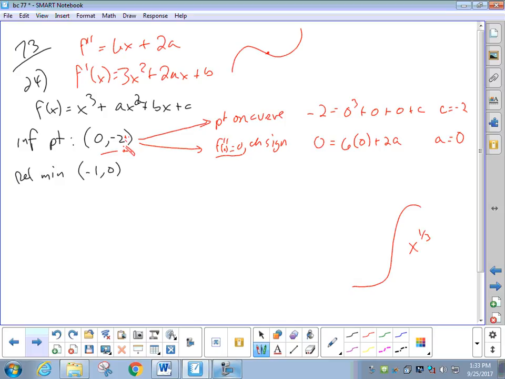And it changes sign for an inflection point. So I don't want you to fall into the trap of thinking it's always the case that it's just the second derivative is 0 for polynomials. Okay?